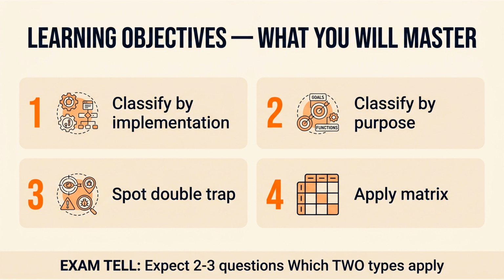Third, and this is critical for the exam, spot the trap where CompTIA asks for 2 labels for one scenario. And fourth, apply our master matrix to any scenario they throw at you. This is not memorization, this is understanding.